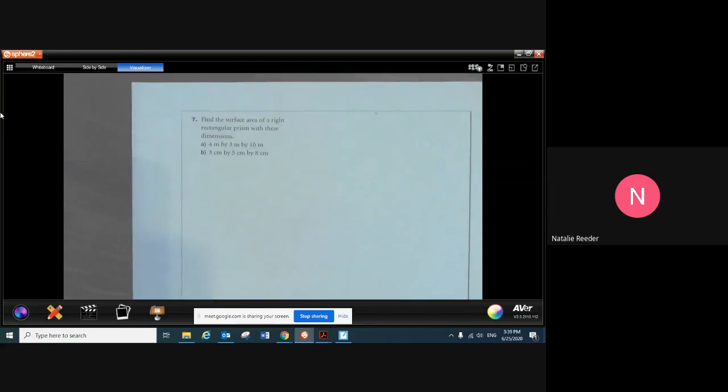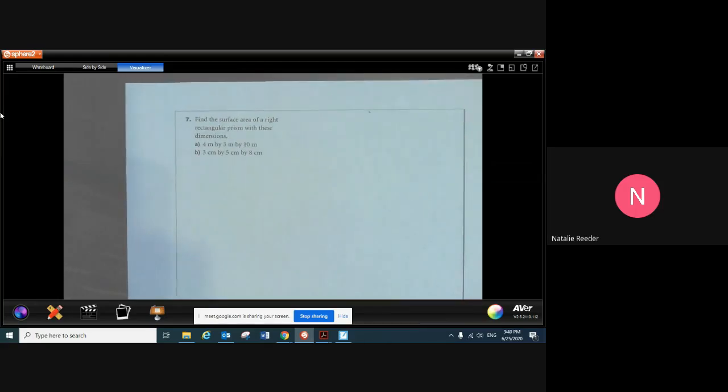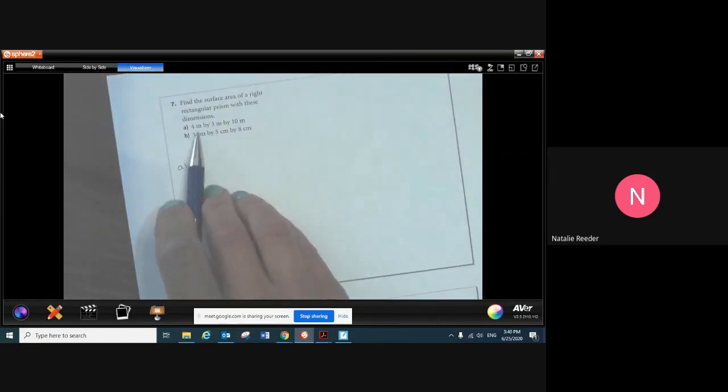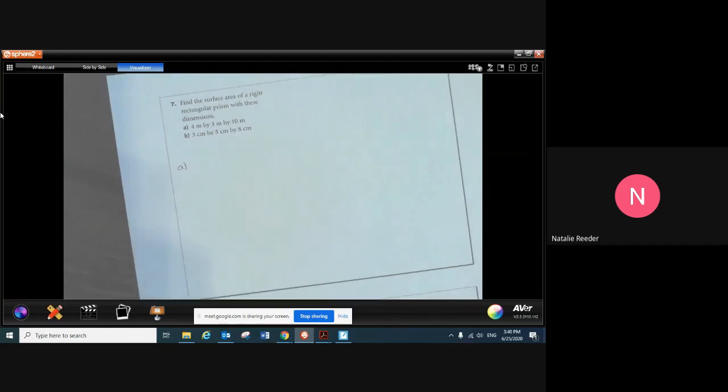Okay, so now we're getting into a little bit of a word problem. Now this will increase the level as well. We don't have the visual, we don't have the picture of the rectangle, but you can very well make it. So let's start with A. A says the dimensions are 4 meters by 3 meters by 10 meters.